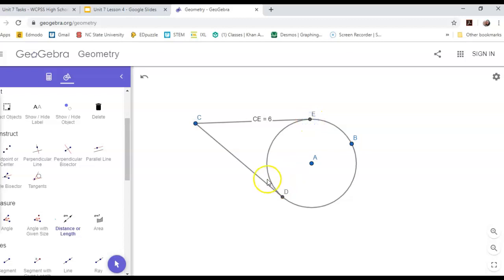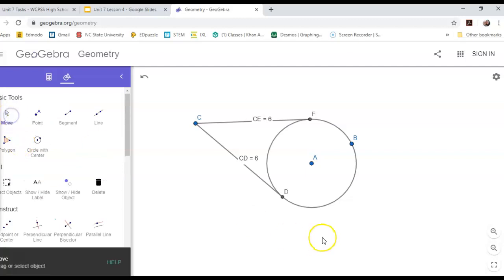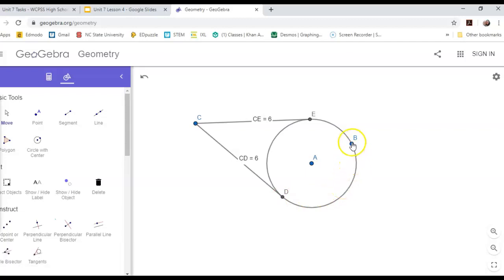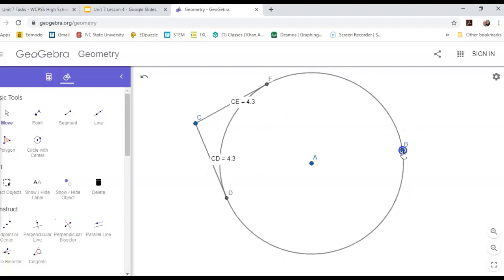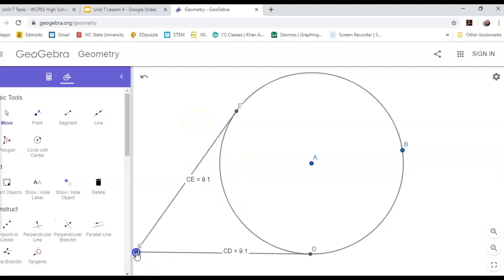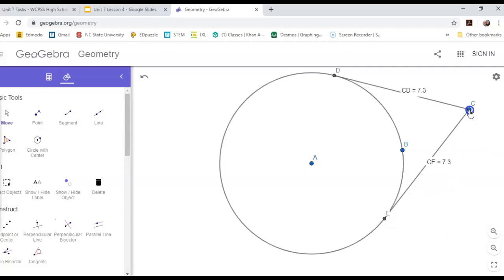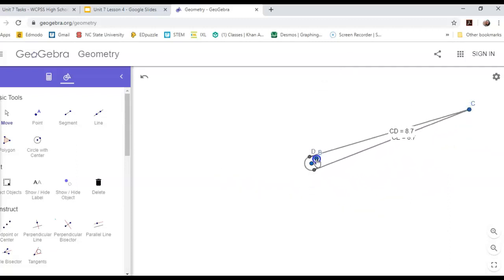So if I measure the length of CE and the length of CD, the first thing I notice is they're both equal to 6. Well, that's interesting, but maybe it's just because that's the way I drew it. We do tend to naturally like things to be symmetrical, so maybe I should mix it up a little bit. I'm going to make the circle a lot bigger, and there's still 4.3 and 4.3. I pull the point over somewhere, and I still get 9.1 and 9.1. Pull the point over here somewhere, 7.3 and 7.3. Really get a teeny tiny little circle, and I've got 8.7 and 8.7. So it looks like pretty obviously these two segments turn out to be equal to one another.